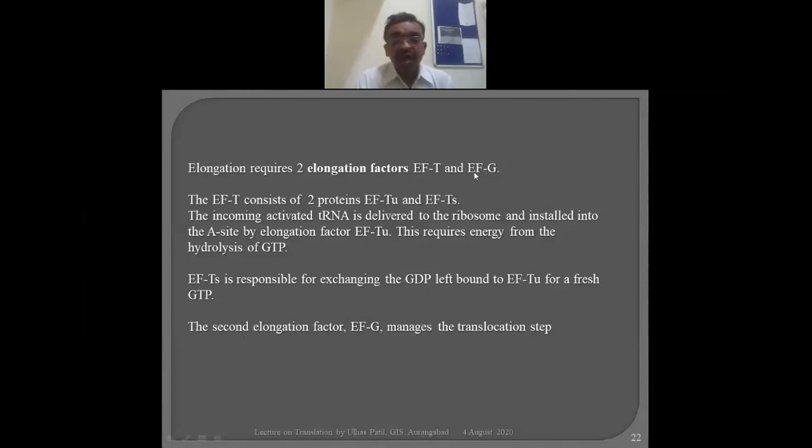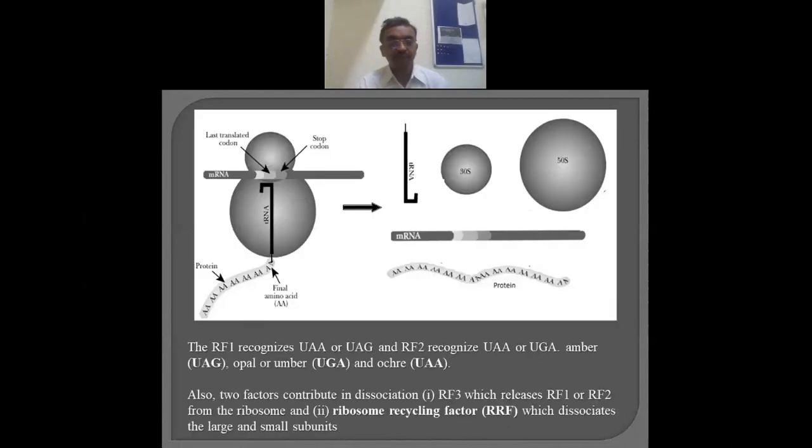Now another factor, that is EF-G. This EF-G is required for the translocation. Translocation means movement of the ribosome. For that purpose, EF-G is required. So this EF is elongation factor. In the initial cases, IF names were given, meaning initiation factor. This is the EF. Okay. So in that way, this process continues, whatever is shown in elongation.